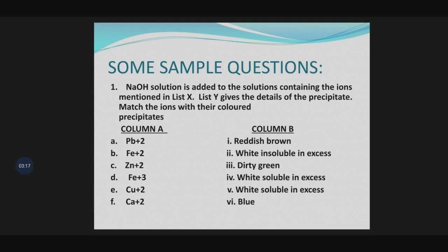In column 1, 6 cations are given: lead, ferrous, zinc, ferric, copper 2 plus, and calcium. Also I can say only these 6 ions are given in the syllabus. So from the syllabus only it is given. In column B, a few precipitates are given. First one is reddish brown, second one white insoluble in excess, third dirty green, fourth white soluble in excess, fifth white soluble in excess, sixth is blue. So let us match each of them.